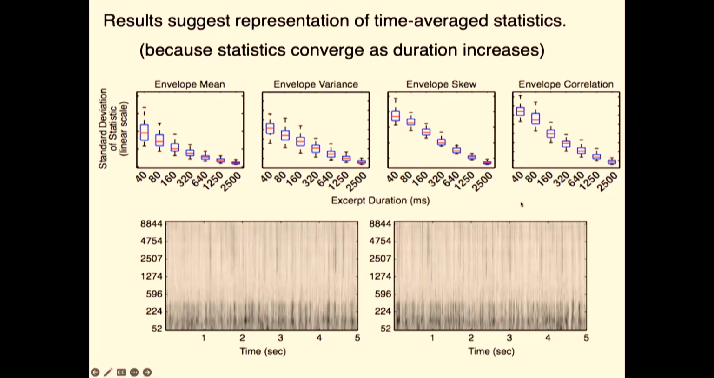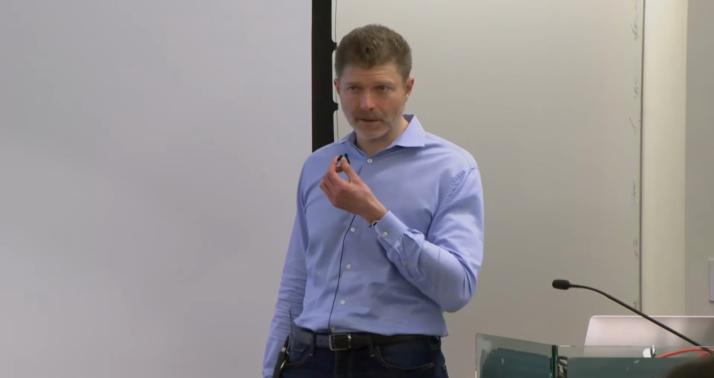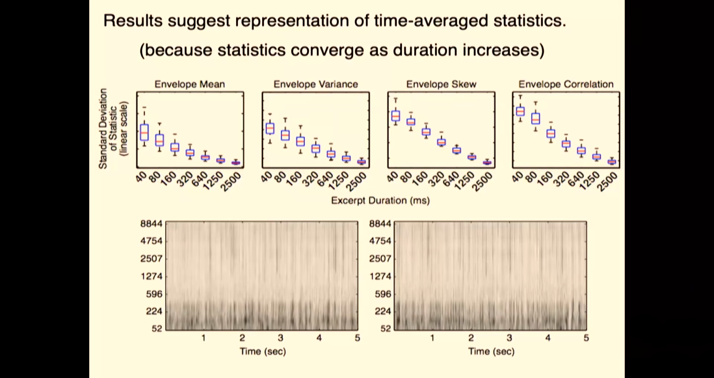So the take-home message here is that the results suggest that people are using a representation of time-average statistics. Again, this is based on the phenomenon that statistics will converge as the sample size increases. In this case, the sample size is determined by duration.